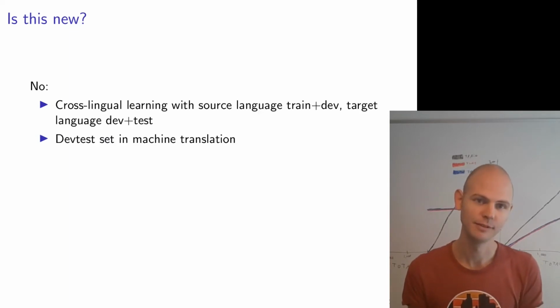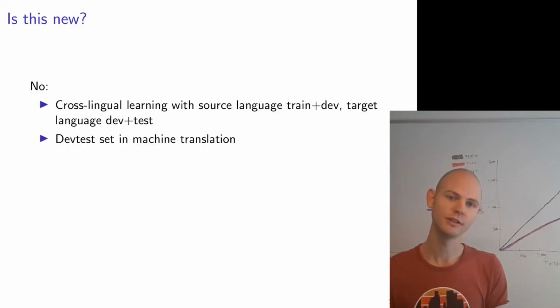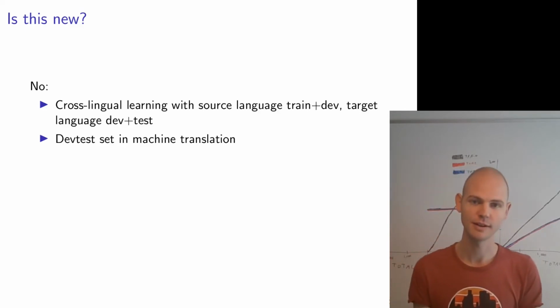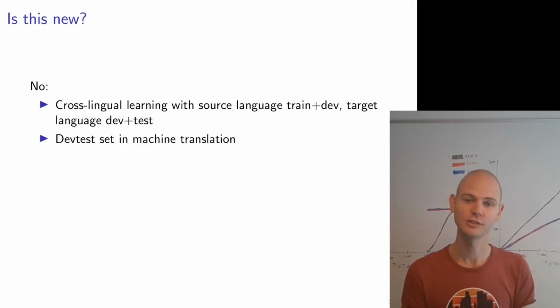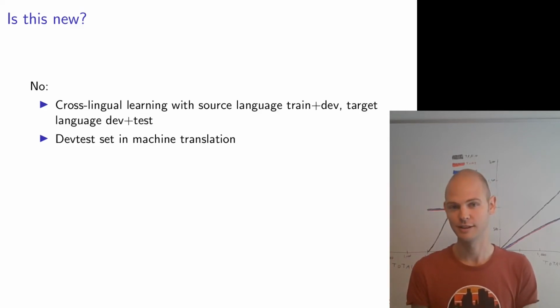Now, you can ask yourself, is this a new thing? No, not really actually. So in cross-lingual learning, sometimes the setup also led to a tune set, just without this name. So if in our source language we have a train and a development data, and in the target language we also have a development set.